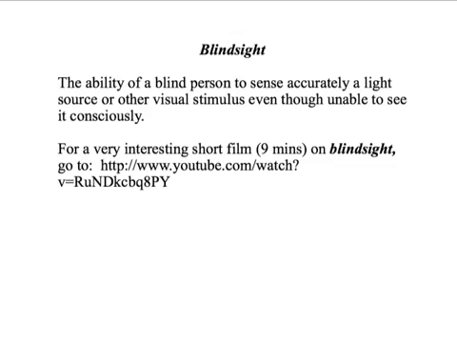Now, blindsight is a really interesting phenomenon that occurs. Blindsight is the ability of a blind person to sense accurately a light source or other visual stimulus, even though unable to see it consciously. So they're reacting to it, they're responding to it, and if you ask them what they're seeing, they're not able to tell you that they're seeing anything. In fact, they'll say, "I'm blind, I'm not seeing anything."